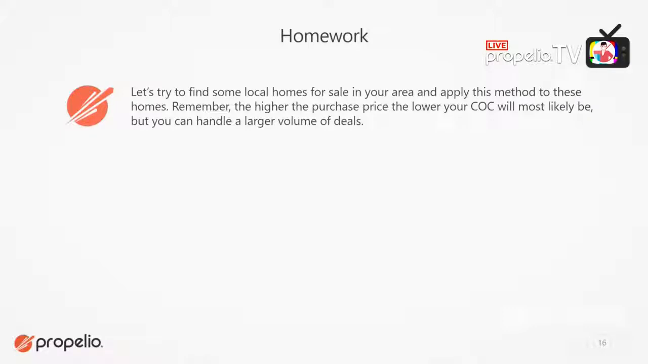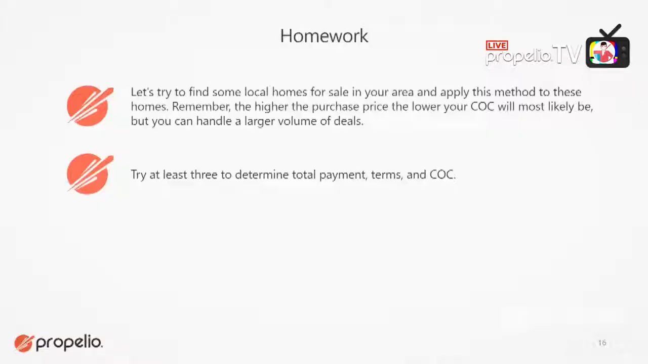Okay? But what I want you to do is just go out and find a home that's for sale and just start running this. Like if I know it's for sale and it's in 76016, well, I'm going to see what homes and apartments rent for in that area. I'm going to try and figure out what I think I can sell mine for on payments. And then I'll start playing with the numbers so that way I can get a feel for that process. Try at least 3 to determine the total payment terms and cash on cash, and post your results in the comments below. If I see a bunch of people watching this video and I don't see any posts in the comments below, you're not doing your homework. And if you're not doing your homework, you're failing.